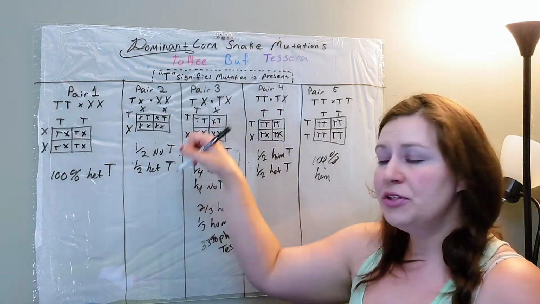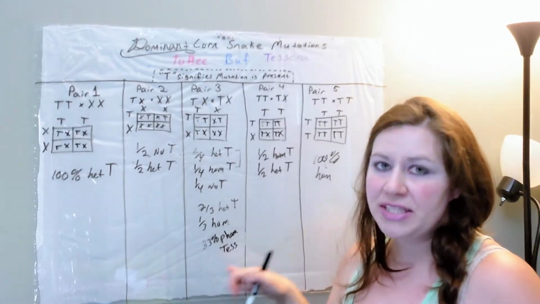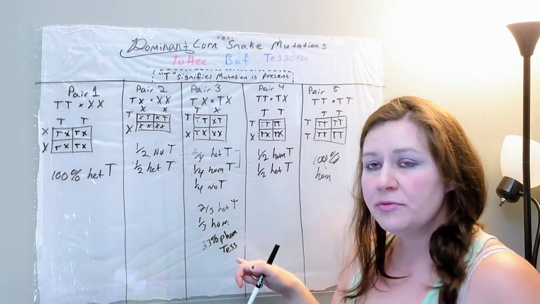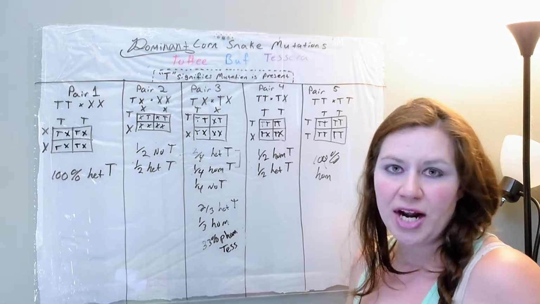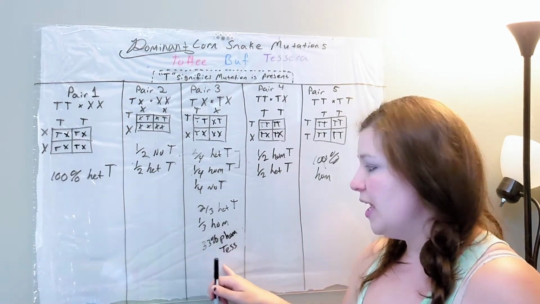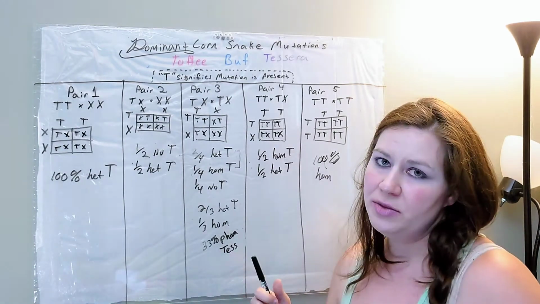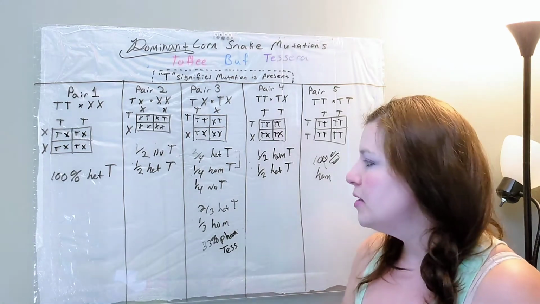So if you have 2 heterozygous tesseras, remember that at least 33% of the tessera offspring are possibly homozygous for tessera. And the homozygous tesseras are going to be a little bit more sought after than heterozygous tesseras. So when you're labeling any of the babies, they could potentially be sold for just a little bit more money because there's that possibility of them being homozygous.